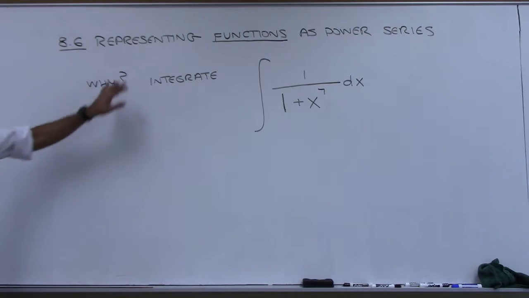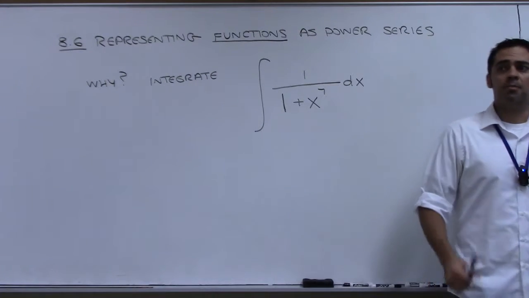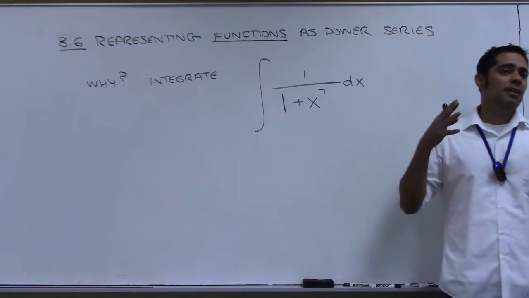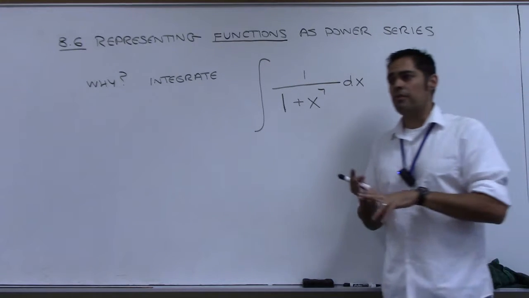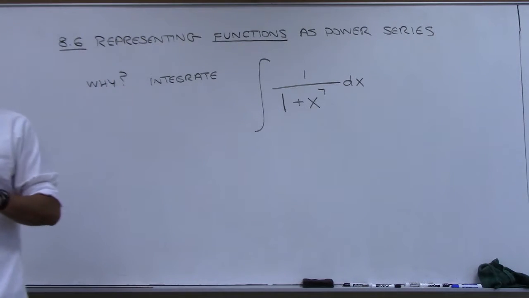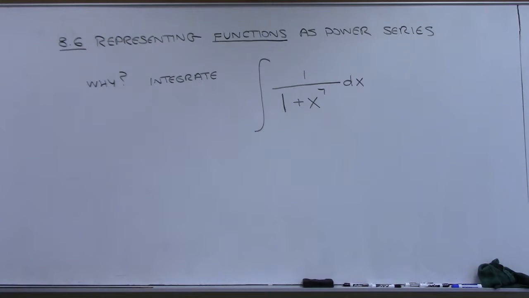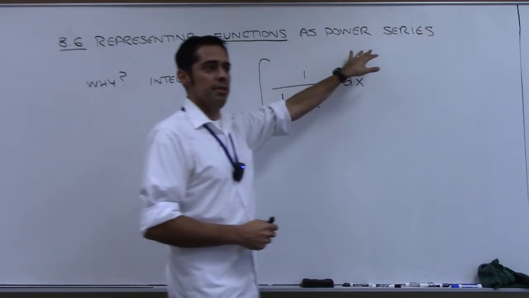So this section is called Representing Functions as Power Series. Last section, what we did is we looked at what a power series was, and we figured out how to determine the radius of convergence and interval of convergence of a power series. And what did we use to do that most of the time? The ratio test, right? We're going to kind of step away from that now, and we're going to see how we can represent functions with power series.